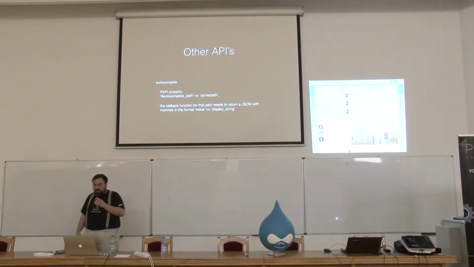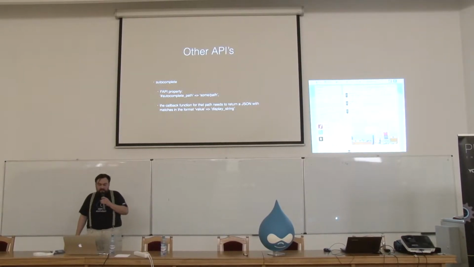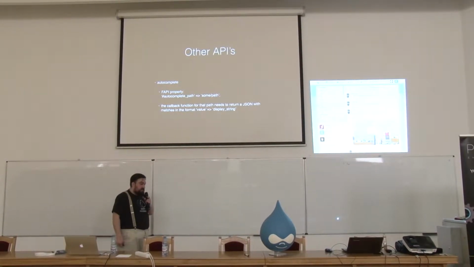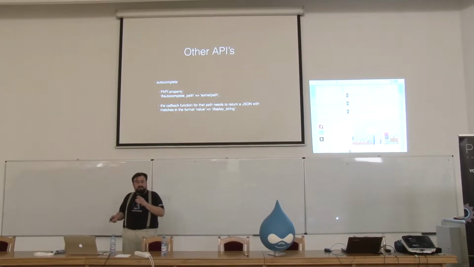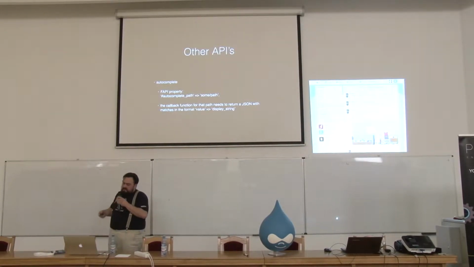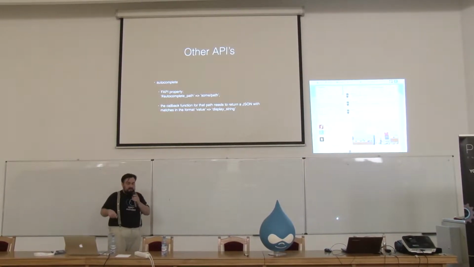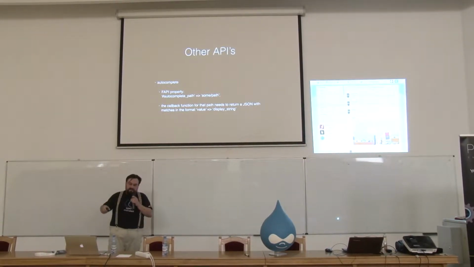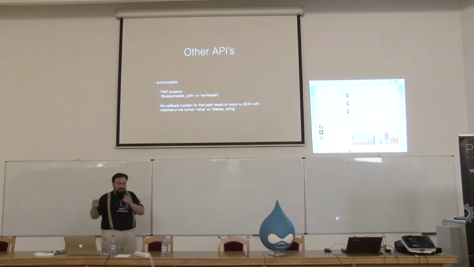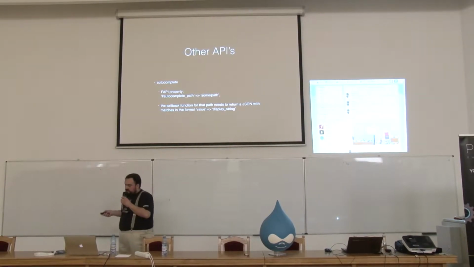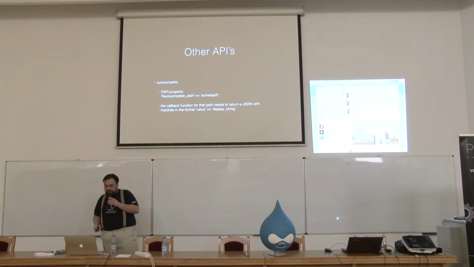There are other APIs that I will not go so much into. For example, autocomplete, which is a very simple one. It allows you to have autocomplete for text fields. It's used in core for users and something else. But basically, you put on a form API element a property, autocomplete path. You put a path there. You define that callback. It gets the string that's in the text field, and you need to return a JSON that has keys and values. And that's all. And they will appear in the front end.